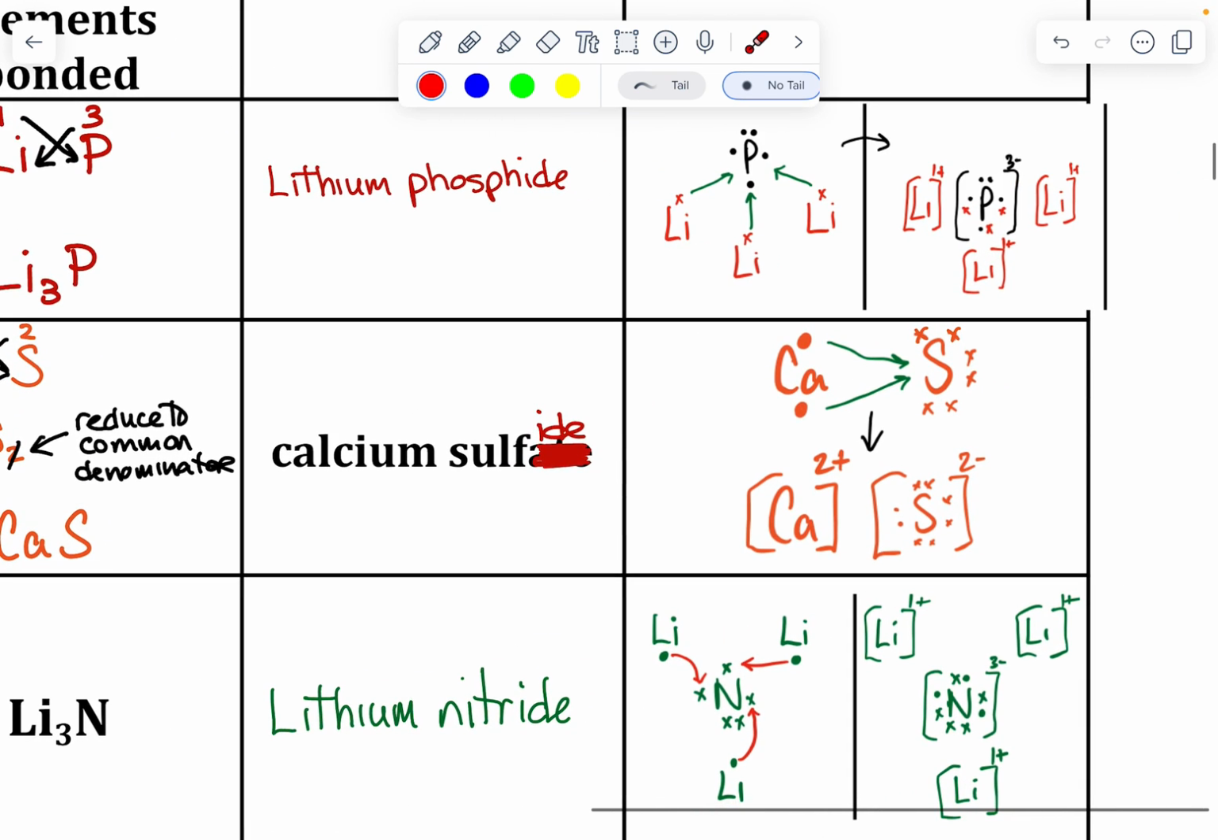To show the diagram for that, I have calcium with its 2 valence electrons, sulfur with its 6 valence electrons. Calcium, the 1 calcium, can donate both of its valence electrons to sulfur, and that means now calcium has 2 more protons than electrons, so it has a charge of +2, and sulfur has 2 more negative electrons than positive protons, so it has a charge of 2 negative.